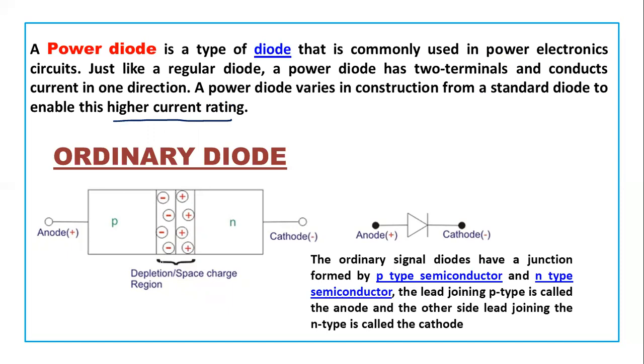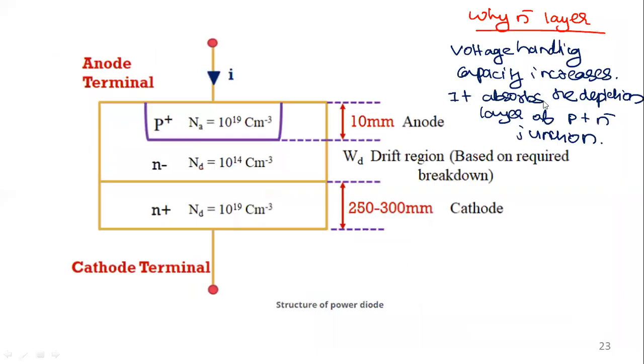So this is the depletion region for an ordinary PN diode. But here we are using an N minus layer also, which absorbs, just like I told you, the depletion layer of the P plus and N minus junction. So this is a junction formed here, right?